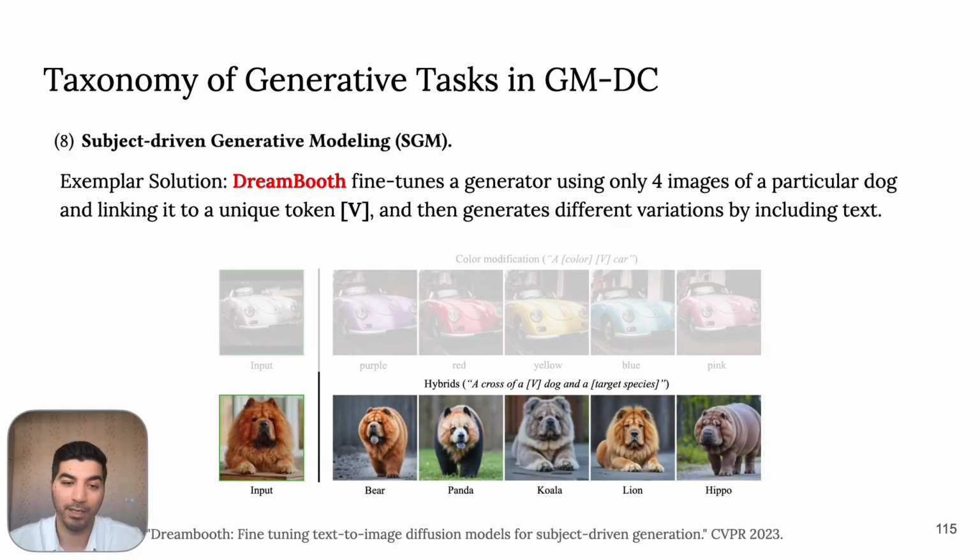Another interesting application is generating these hybrids, which is quite cool. For example, given this input image, we can learn this V dog, and then we can generate hybrids. For example, a cross of a V dog and a bear, a cross of a V dog and a panda, koala, lion, or hippo. And these generated images are really cool.